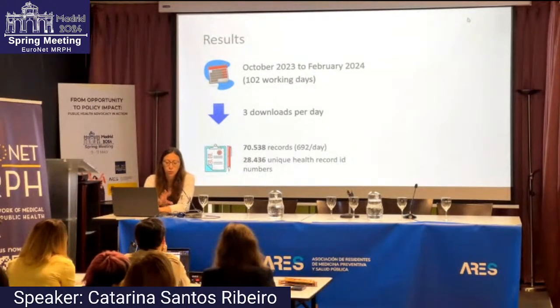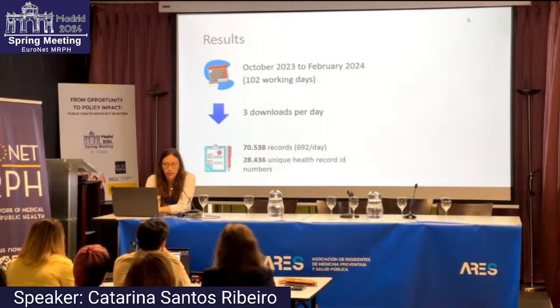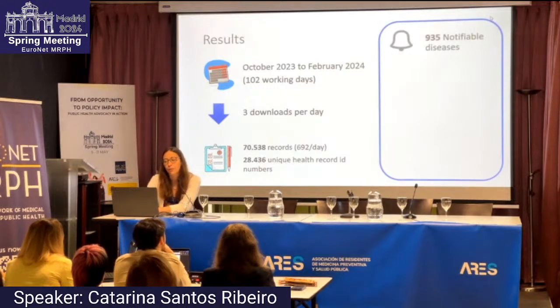This corresponded to 28,000 unique health record ID numbers. These are numbers that identify either patients or environmental samples. So you can see through the number the type of analysis you make, if it's a patient or an environmental sample, but it was a total of 28,000 unique health record numbers. And this conveyed 925 notifiable diseases.